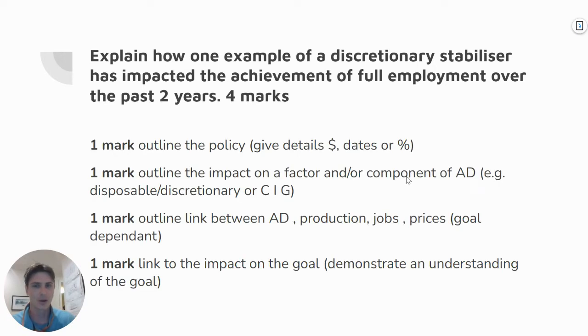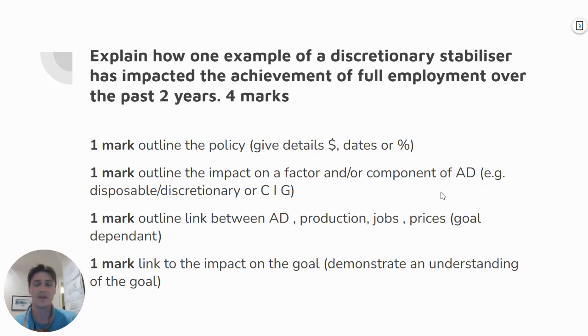Okay, so of course we need to start out by saying, well, here is one example of a discretionary stabiliser. You can use the infrastructure spending, the LMITO, the instant asset write-off, even the fuel tax if you wanted to. And you need to give as much detail about that policy as you possibly can. So dollar amounts, dates, percentages, basically how the policy works as much as you can get.